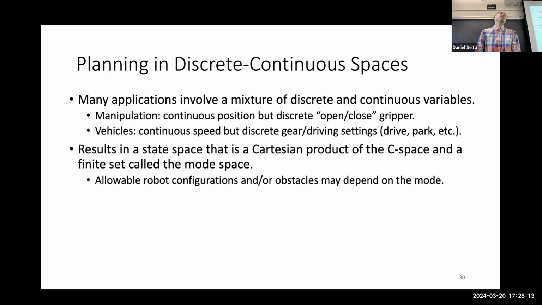And then you can combine them with continuous values for those things that are better expressed with continuous values, like joint angle. So you have the state space, which is a Cartesian product of your normal configuration space and a finite set called the mode space, which is your discrete space: the space of different settings you have for your discrete variable.